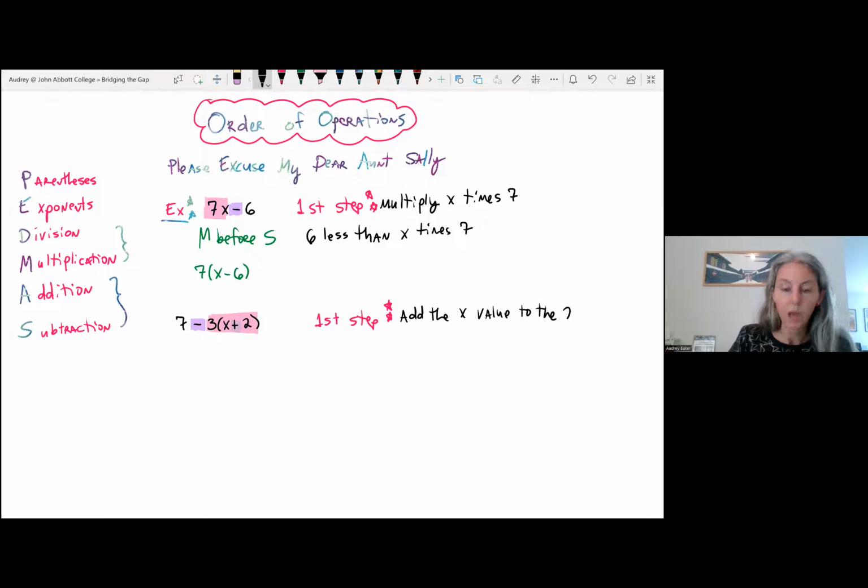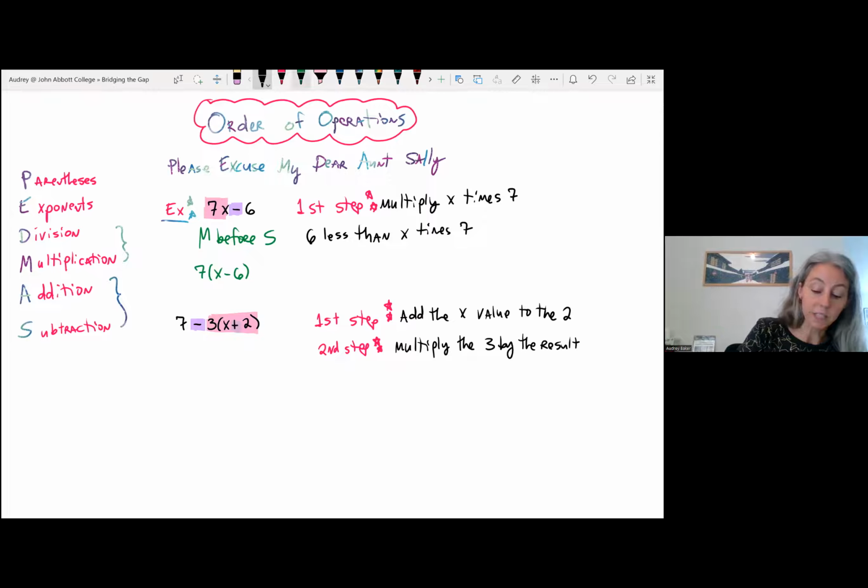So here we would add the x value to the 2. So what that means is after we've added the x value to the 2, we would have 7 minus 3 times some number, and then that multiplication would come next. So I can't just do 7 minus 3 first, those parentheses, and then that multiplication takes precedence. So first I'm adding the x value to the 2. My second step here would then be to multiply the 3 times whatever value you get. Multiply the 3 by the result.